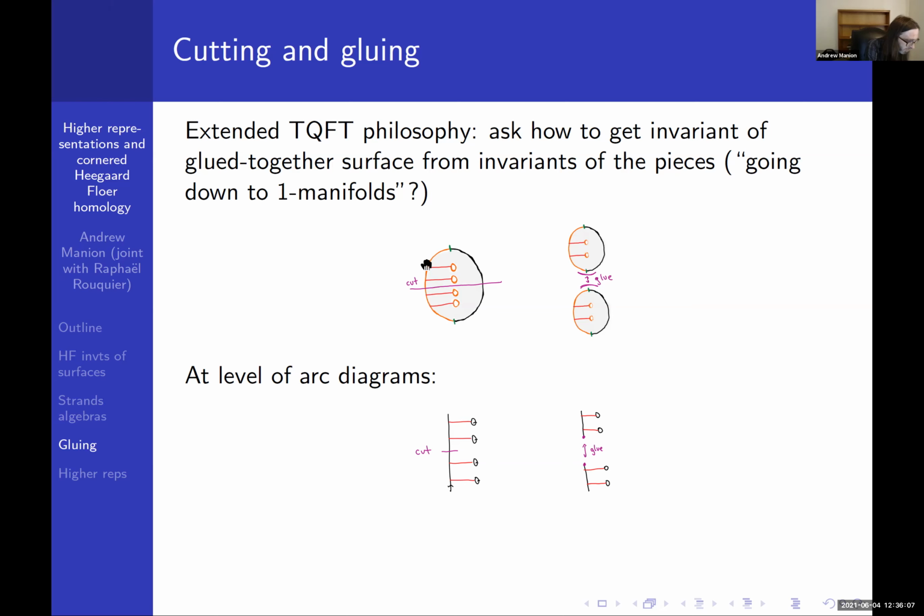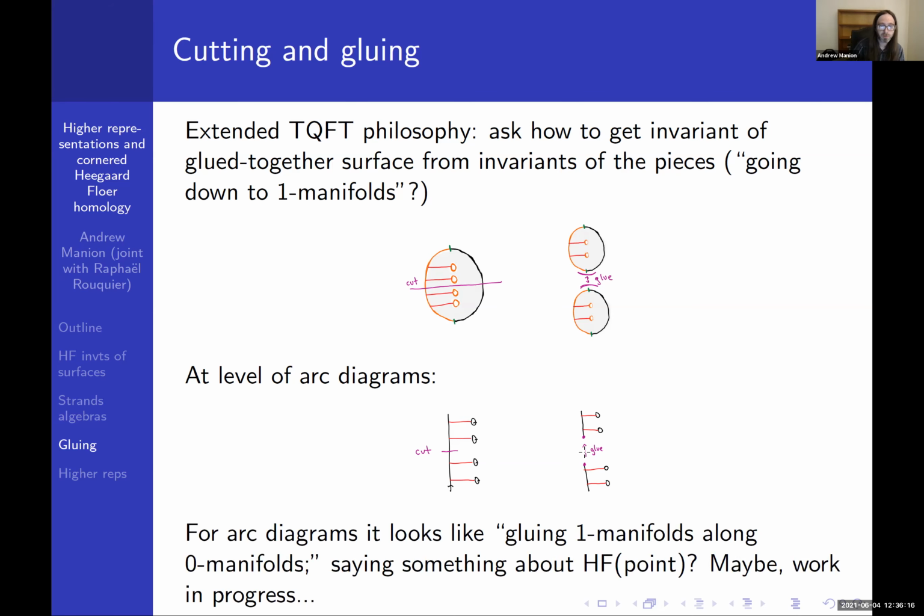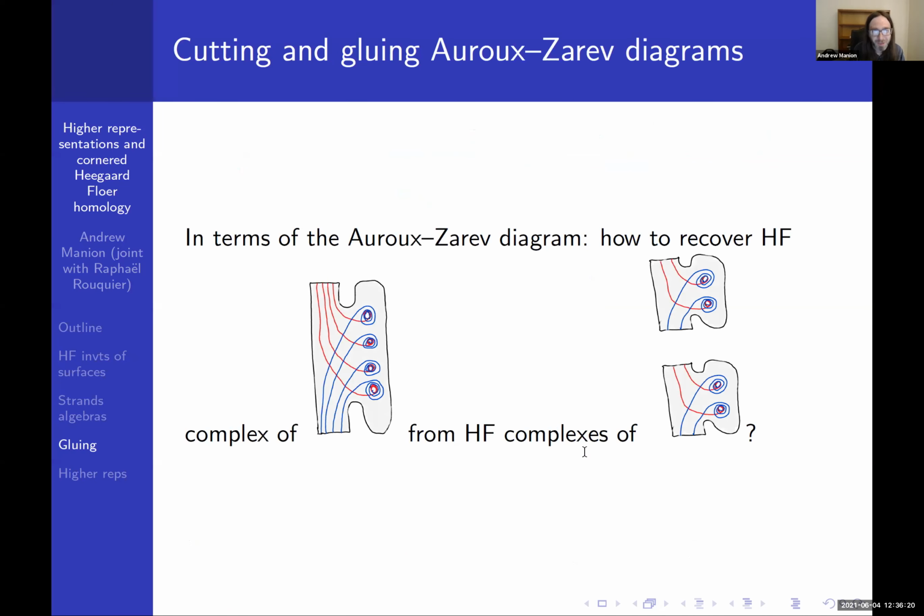You know, if I just take the orange and red parts here, this is what it looks like. And on the other hand, it looks like gluing two arc diagrams along a single point. Is that saying something about the Heegaard Floer homology of a point? I hope so, but again, let's move on.